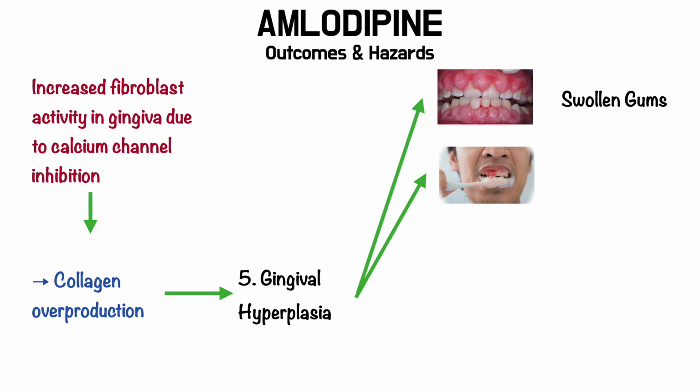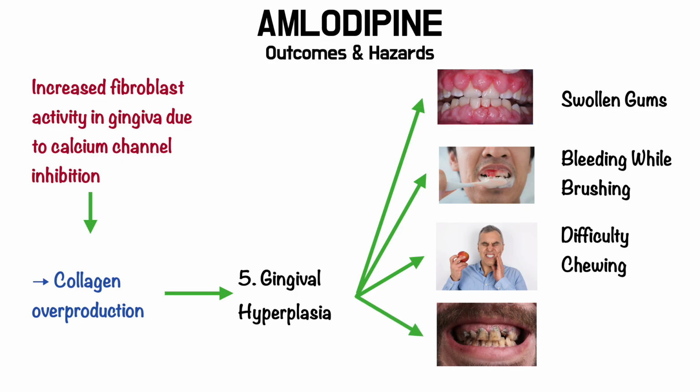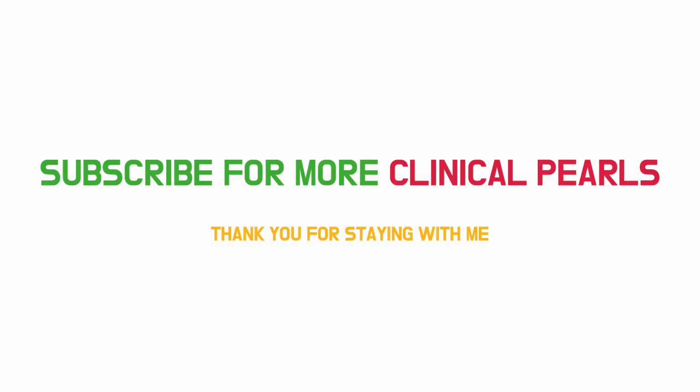And there will be bleeding while brushing. So you have to be cautious about that, and you also experience difficulty in chewing. And if you have poor oral hygiene, then it will worsen this gingival hyperplasia and the symptoms caused by it, right? So these are the serious side effects that you have to be considerate about, right?